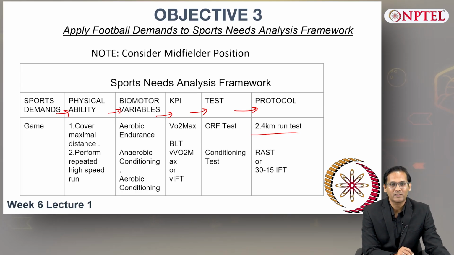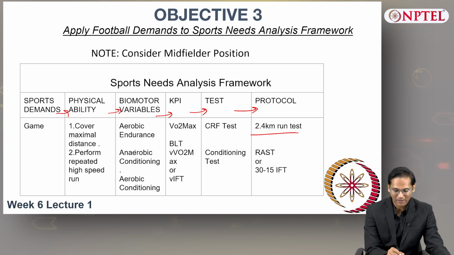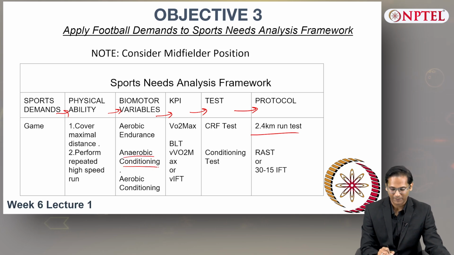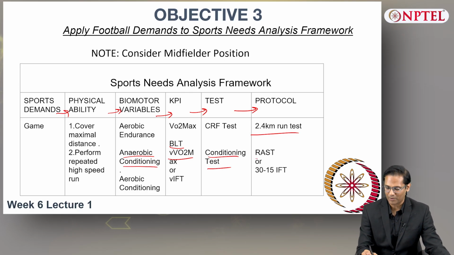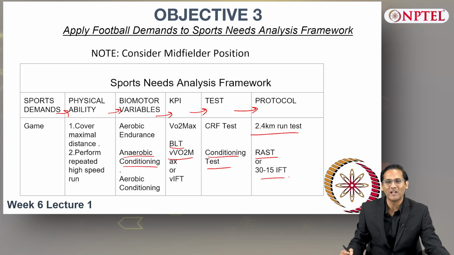The game demands performing repeated high speed runs. This is represented by anaerobic conditioning. The KPI is blood lactate threshold or velocity at VO₂max or velocity at IFT, and this is assessed by a conditioning test, for example the RAST test or the 30-15 IFT test.